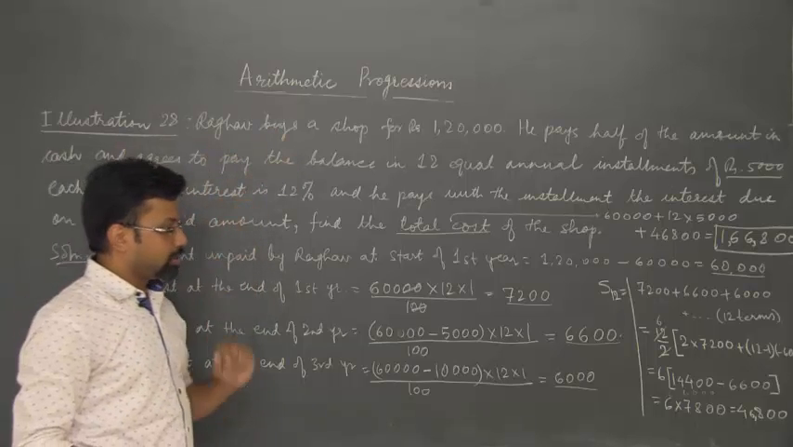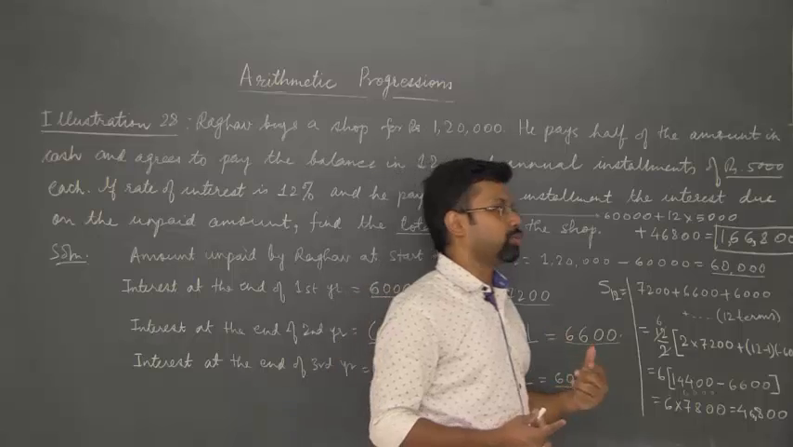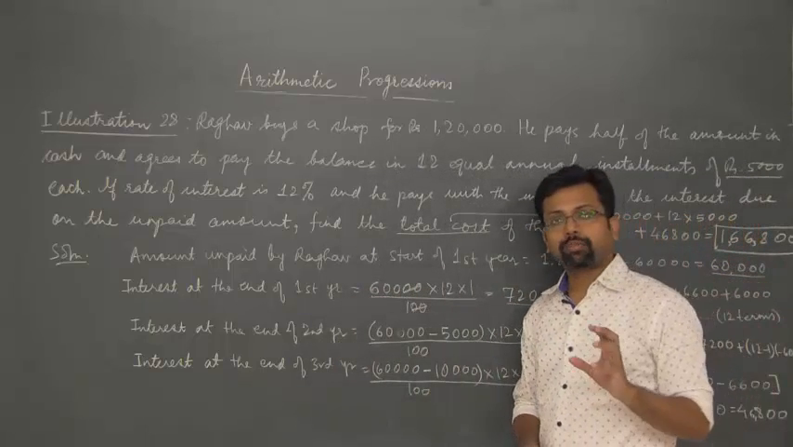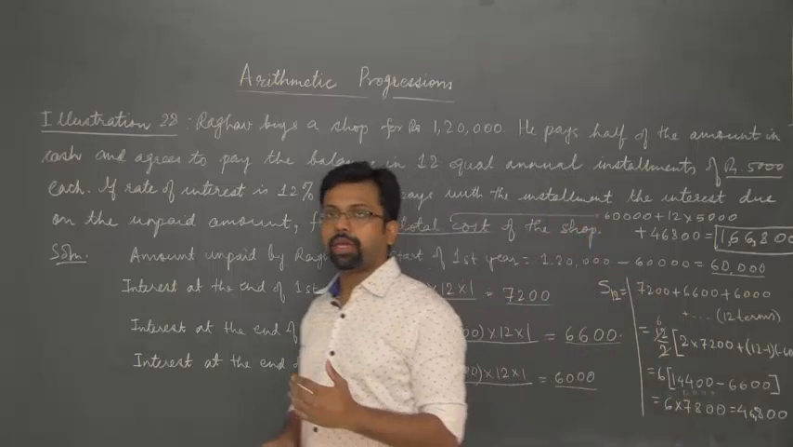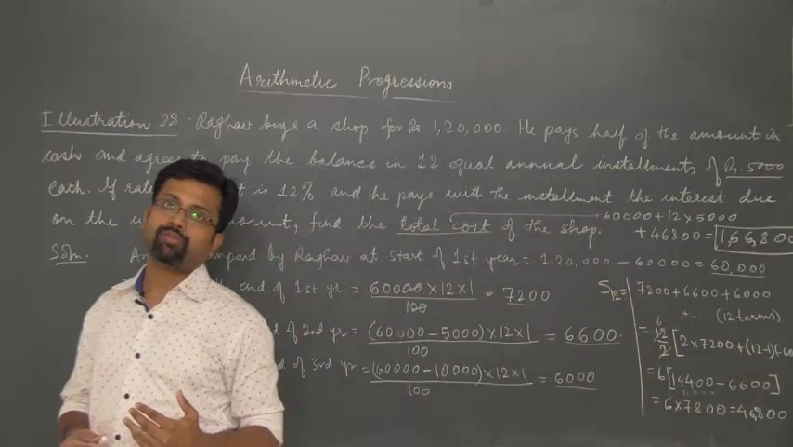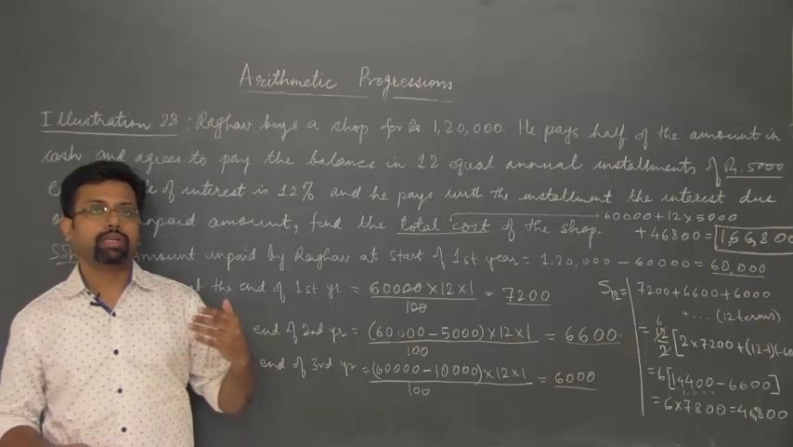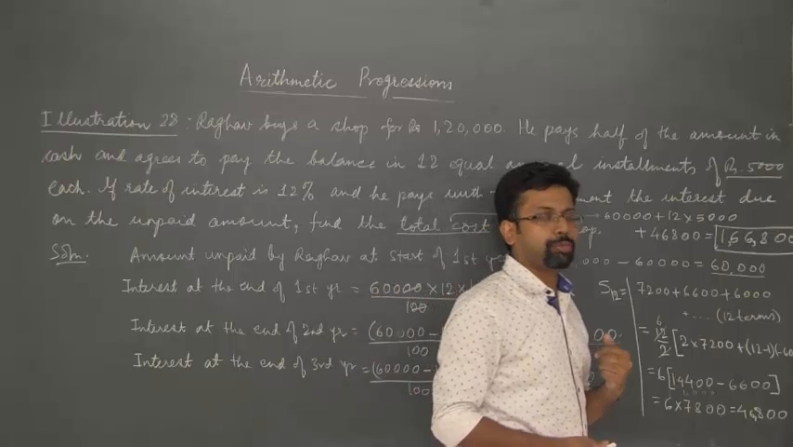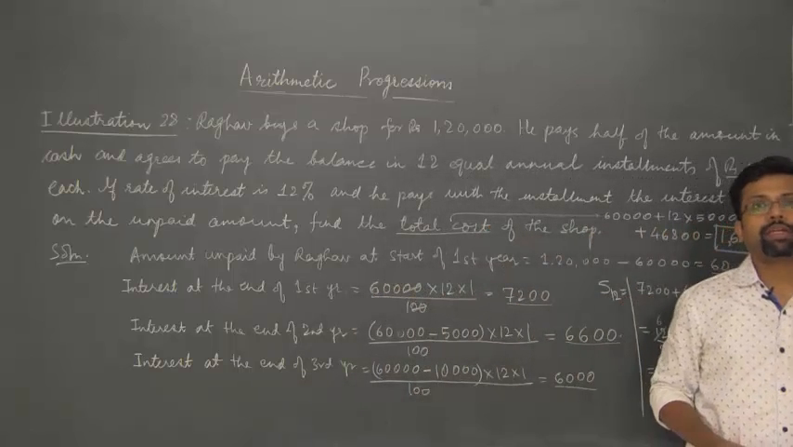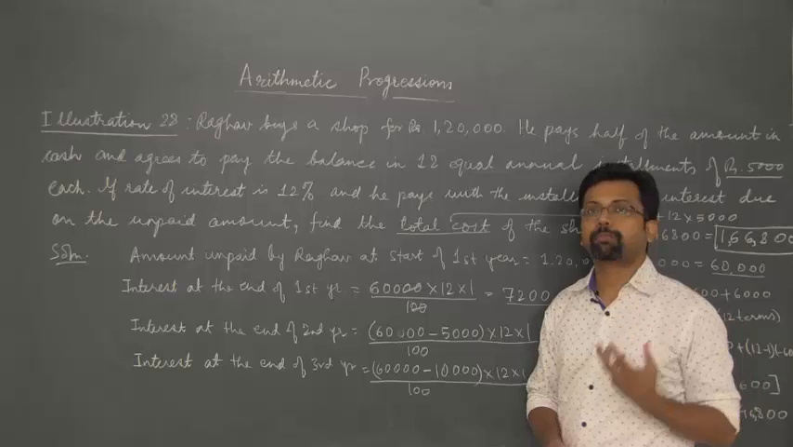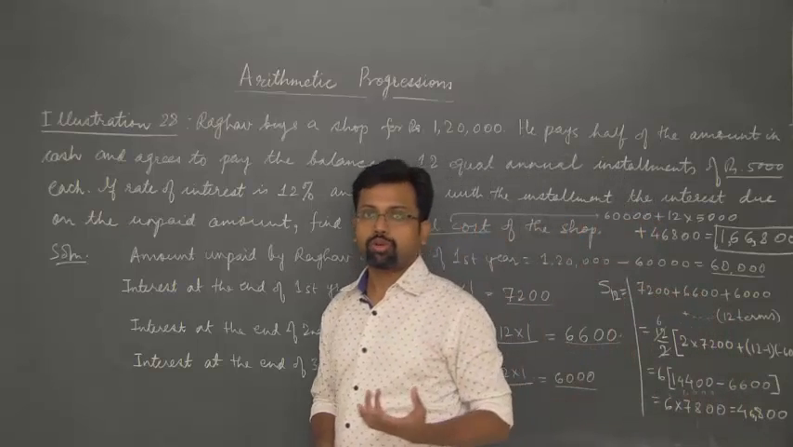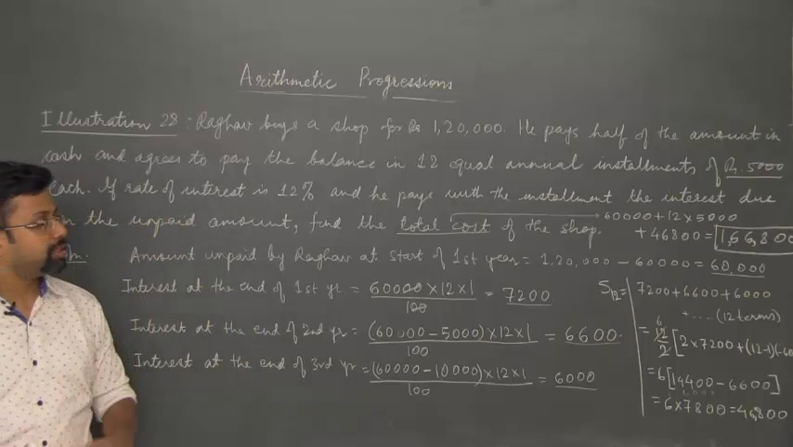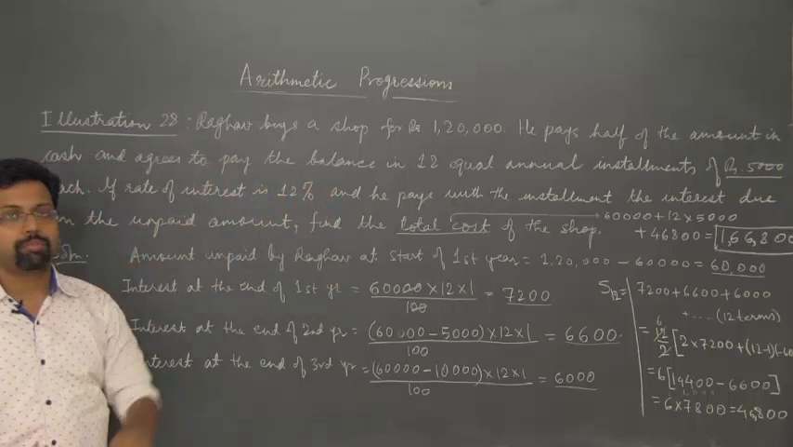There is a boy who needs to buy a shop which costs rupees 1,20,000. He agrees to pay 60,000 upfront, and the balance 60,000 he says that he will be paying in an annual installment of 5,000 rupees per year. Now the seller says that you will be paying me 5,000 rupees per year, but there will be an interest on the amount that you have not yet paid, and I want that interest also. So Raghav asks, what will be the interest that you will be charging me? He said the interest will be 12% per annum.